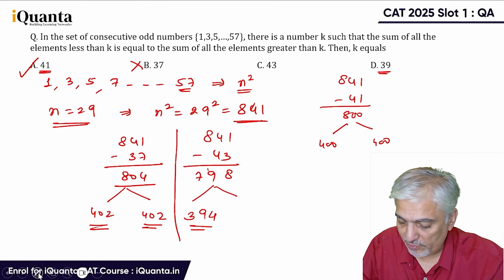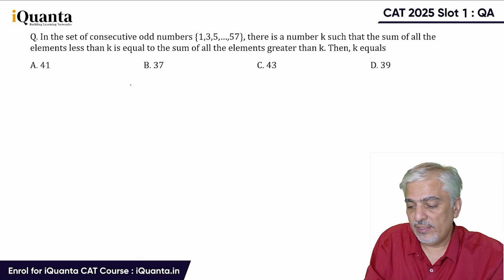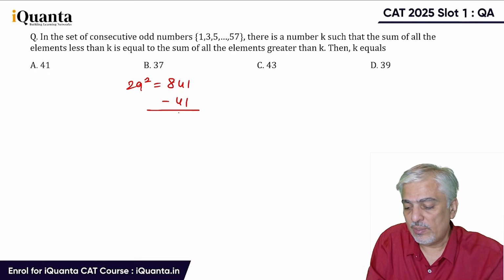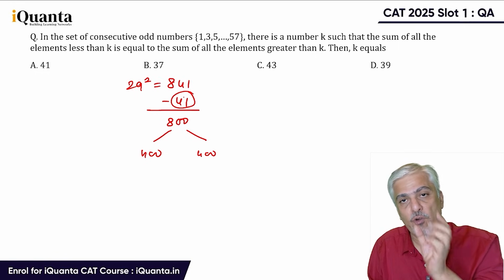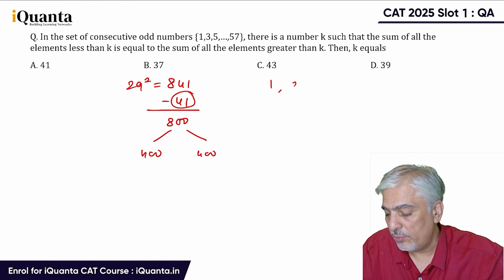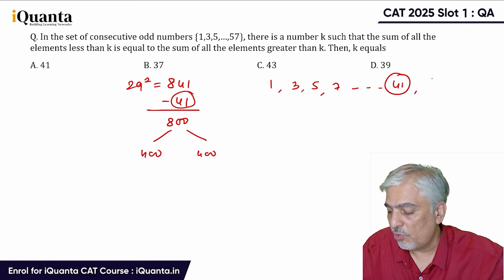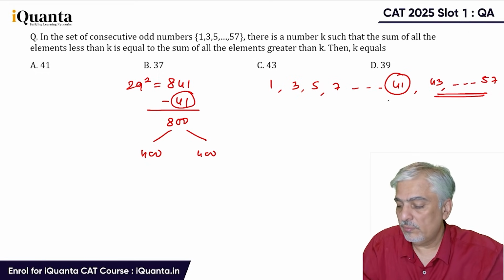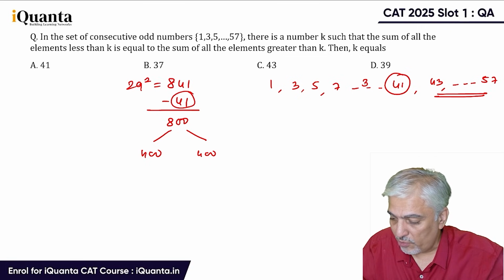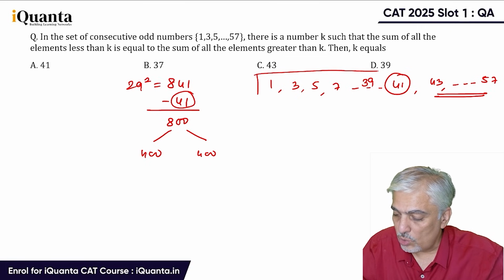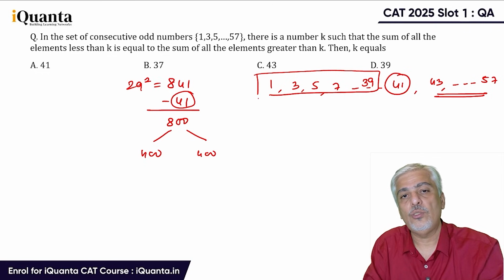If 41 was my first option, this is what I would have done. I know that 29 square came out to be 841. 841 minus 41 came out to be 800, so 400, 400. Then what I know is that if 41 is that middle number, so 1, 3, 5, 7 and so on, there is 41 in the middle, then there is 43 and so on up to 57, right? Now the number just before 41 is 39. Is this total 400 or not? I just need to check that.